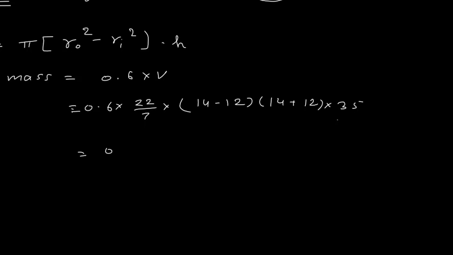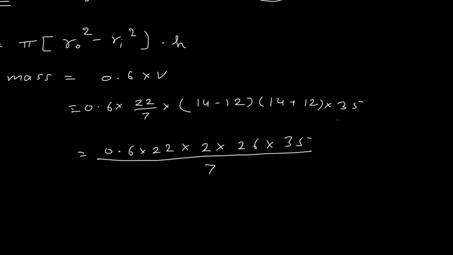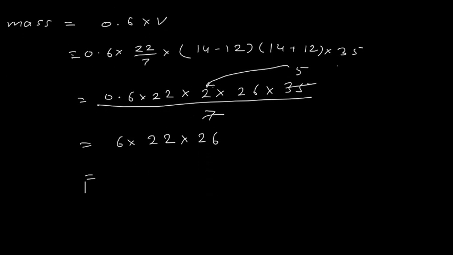So this is 0.6 into 22 into, now 14 minus 12 is 2, into 26 into 35, whole divided by 7. Now 7 5s are 35, so I got 5 here. Now this 5 I will multiply with the 2 to get 10. And this 0.6 into 10 is 6. So here it is 6 into 22 into 26.